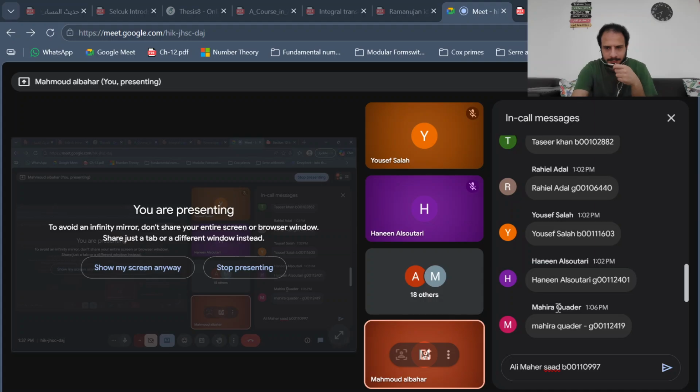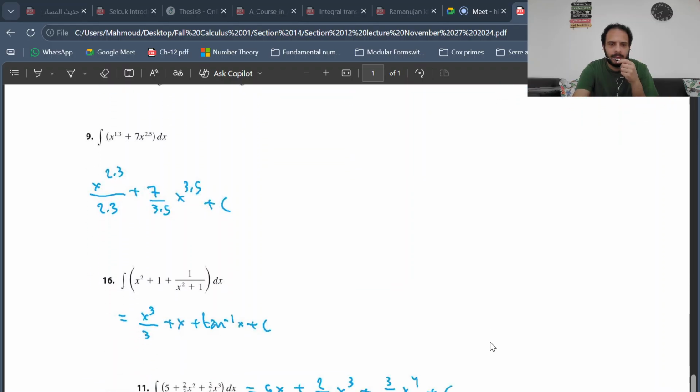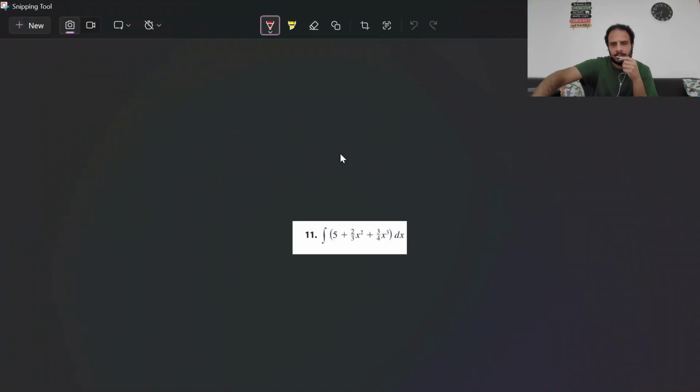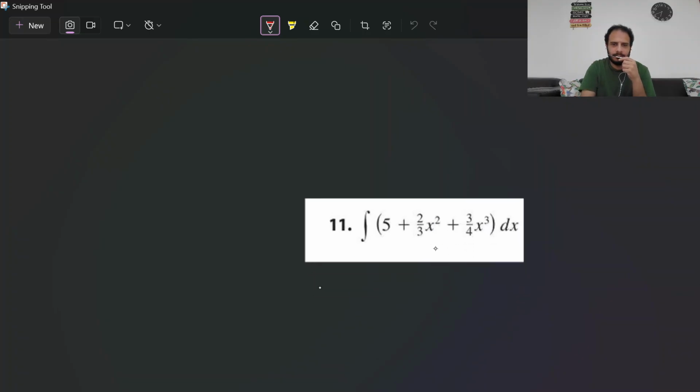Can you hear me, Professor? Yes, I need your help with the problem. So how to solve this? It's going to be 5x and then x cubed with 2 over 3 divided by 3. So 2 over 3, also another 3 from the x cubed, right? Yes. Plus x to the power 4, and then 3 over 4 divided by 4. Plus c.